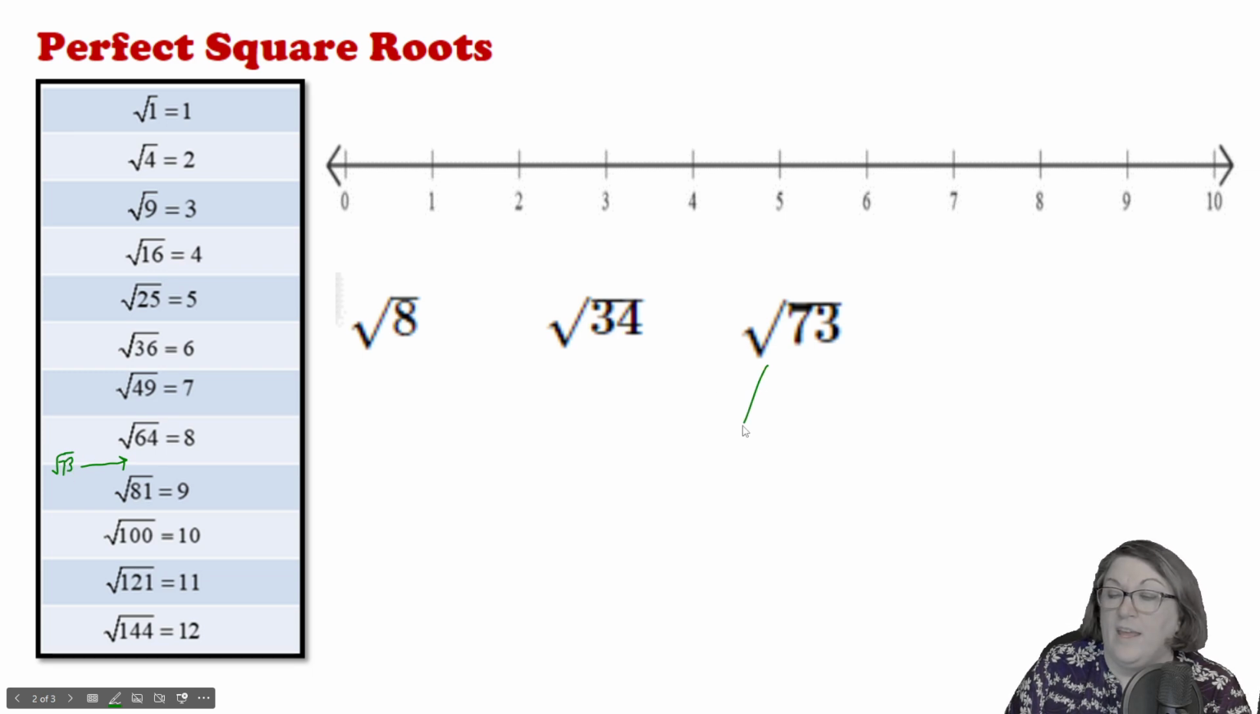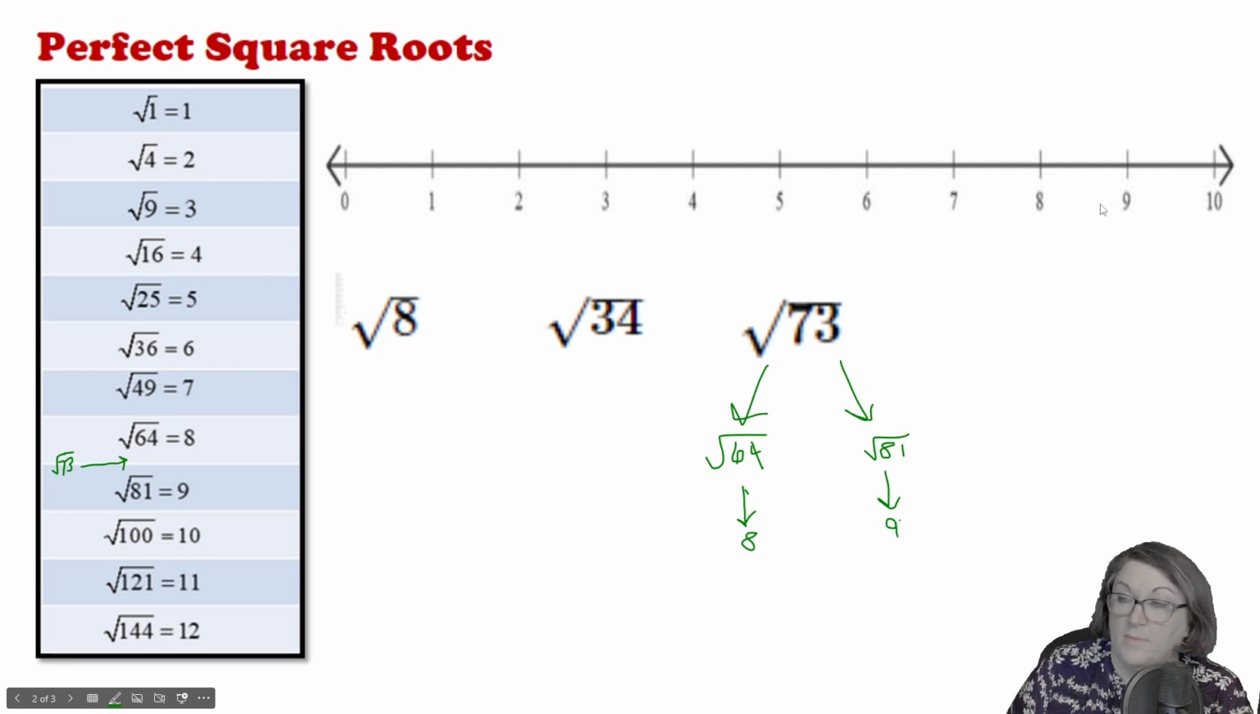And so if it is the square root of 64 over here and the square root of 81 over here, that means it's going to be between 8 and 9, because the square root of 64 is 8 and the square root of 81 is 9. So we're talking about right in this area of the number line.